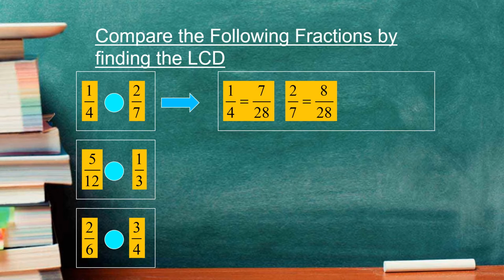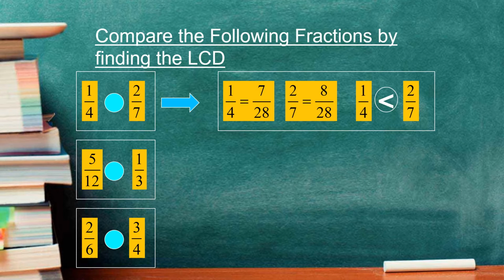So 1/4 is blank to 2 over 7. It is greater than or less than. So the correct answer is less than. Kasi po 7 over 28 siya, yung isa ay 8 over 28. So 1/4 is less than 2 over 7. Mas mababa daw yung 1/4 sa 2 over 7, which is correct.